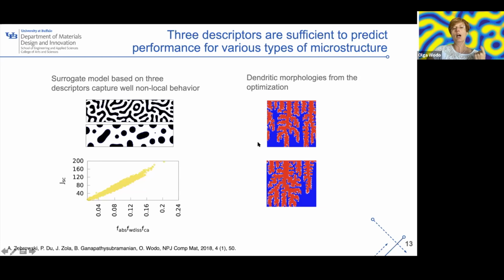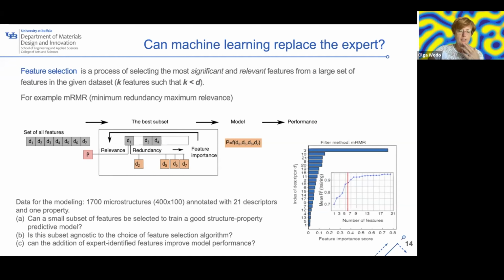So can we optimize the problem and determine what microstructure actually gives you better properties? Those are the 2 examples that we found. But this was a few years ago. And as I said, there was a lot of work put into this 3 feature determination. So recently in my group, we asked the question, can machine learning replace the expert? Remember, there's lots of work behind identifying those 3 features.